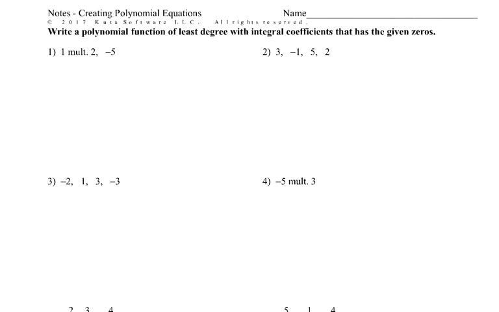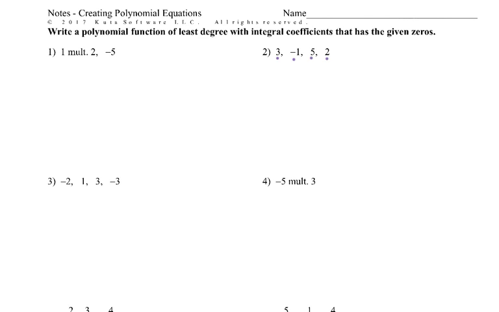Alright, here we go with creating some polynomial equations. Given the zeros, we are going to create the polynomial of the least degree, okay? So here's how we do this. We're given the zeros. Let's start with number 2, because it's a little more straightforward first, okay?